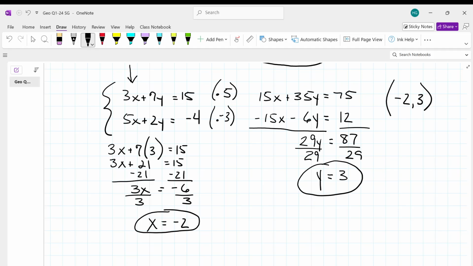And solution for the system means I can put negative 2 in for x and 3 in for y into both equations, and it will solve those equations. I could also graph both of the equations, and they will intersect at the point negative 2, 3. If I graph the first equation, graph the second equation, they will intersect at negative 2, 3.